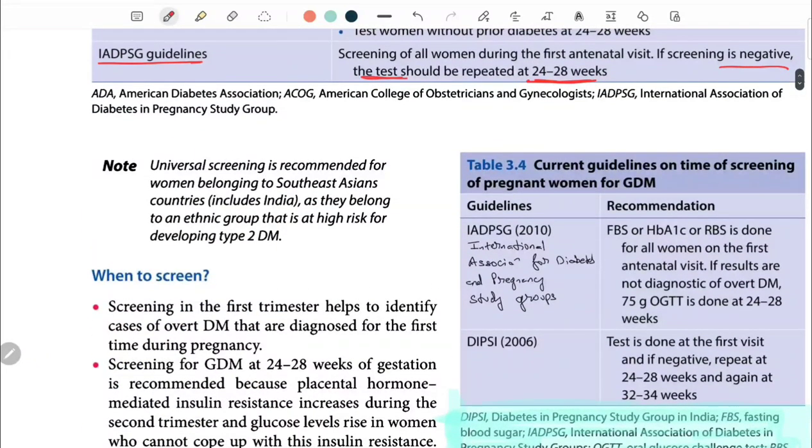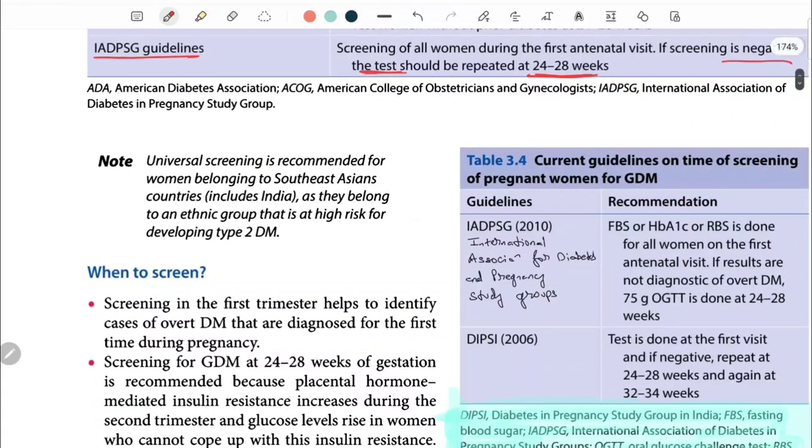So universal screening is recommended for women belonging to Southeast Asian countries, especially including India, as they belong to an ethnic group that is at high risk for developing type 2 DM.